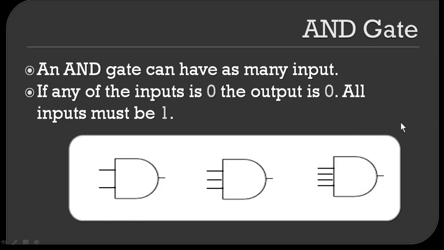Then you are going to see the AND gate. An AND gate can have as many inputs as an OR gate, many many inputs. If any one of the inputs is 0, the output is 0. You know the truth table: if both inputs are true, then the output is true, that is 1. If any one of the inputs is 0, that is low, then the output is low, that is 0. All inputs must be 1. If they are all 1, then obviously you will get the output as 1, that is high.